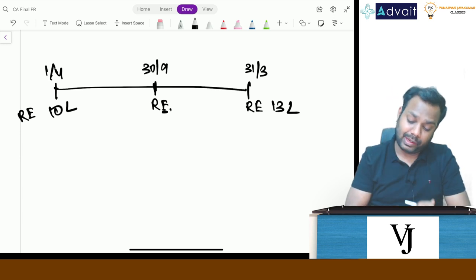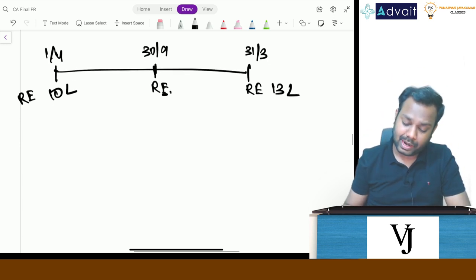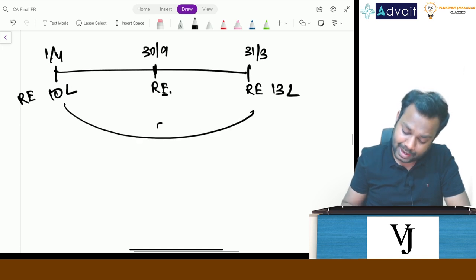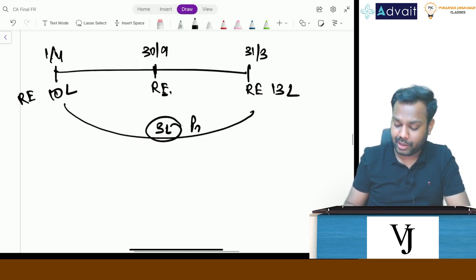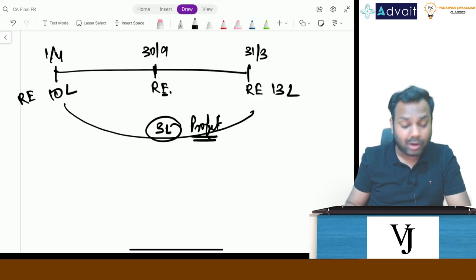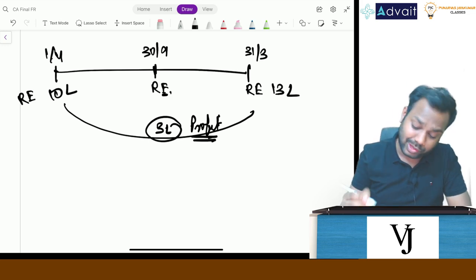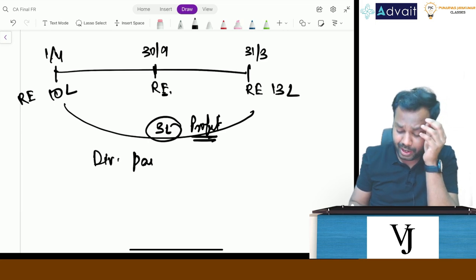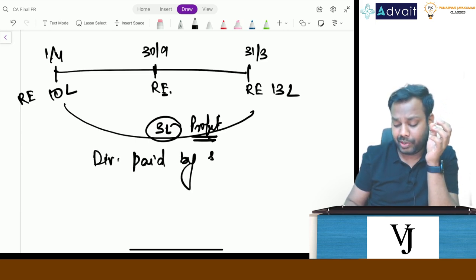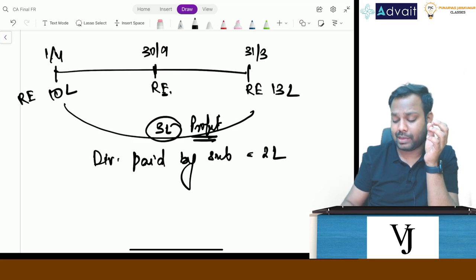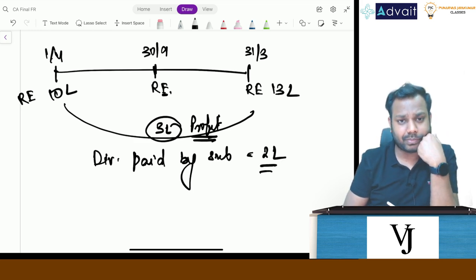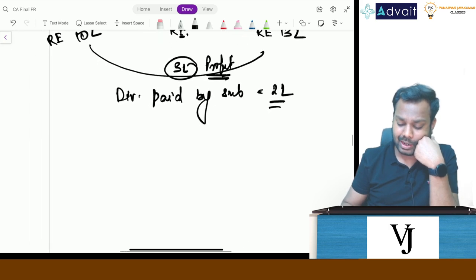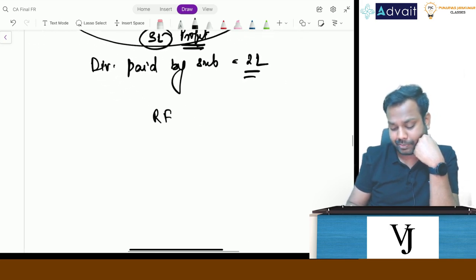So the standard says that you can take the movement. 3 lakh is the profit earned during the year. But now the question will not be that simple. The question will also say, dividend paid by subsidiary during the year is 2 lakhs. Now how will you adjust this one? So let's prepare the RE account.